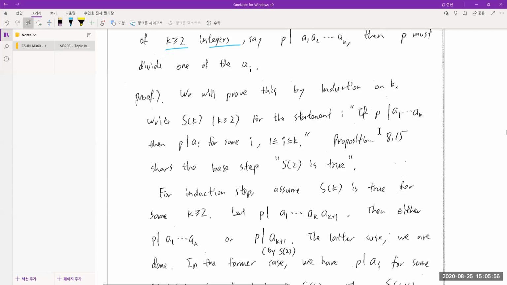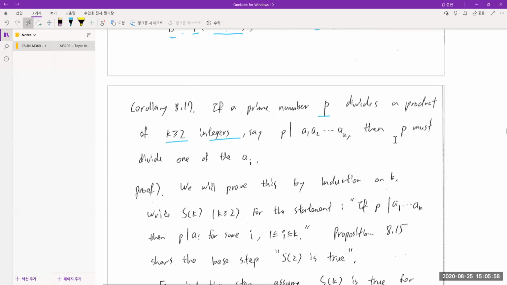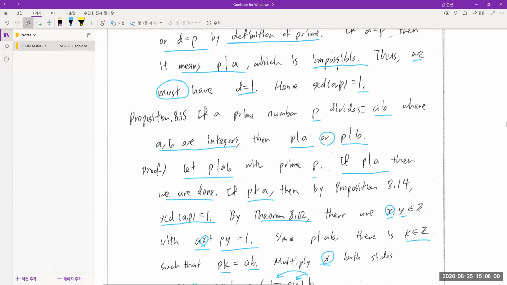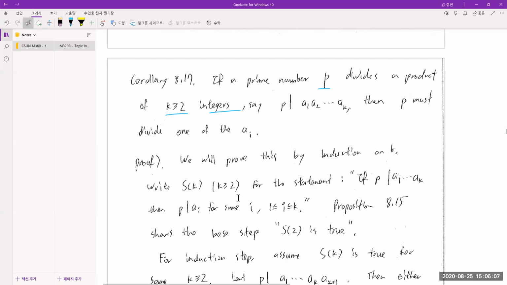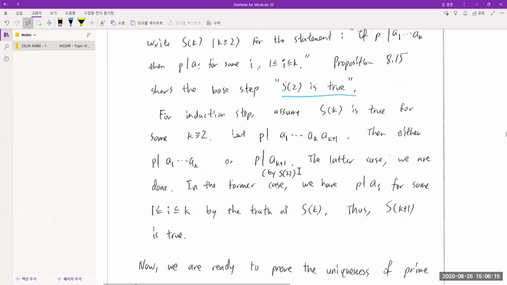By the previous proposition 8.15, if we have two integers multiplied, then the statement is true. So S(2) is true. For the induction step, assume that S(k) is true for some integer k, and let P divide the product of k plus 1 integers.